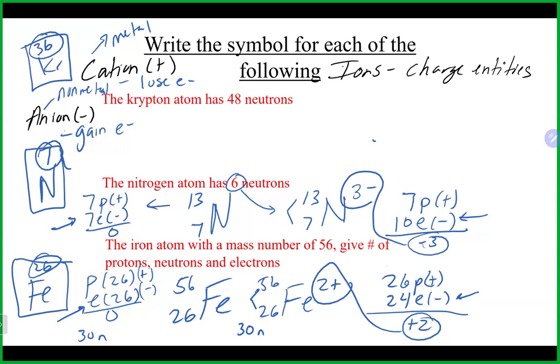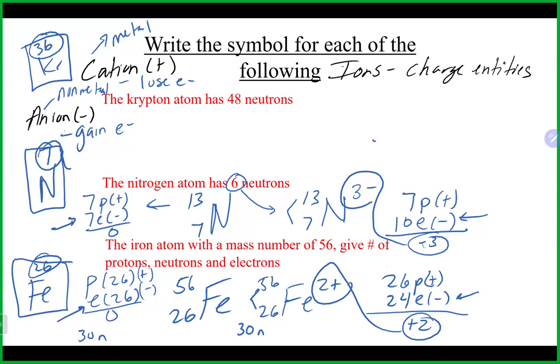So why is it only the electrons that change? Something gets a charge and not the protons. Yeah, so if we do change the protons, it would no longer be nitrogen, right? So we can never change the protons. So when something does gain or lose electrons, that's the only thing that will happen as they gain charges. And obviously, neutrons are neutral, so they have no charge.